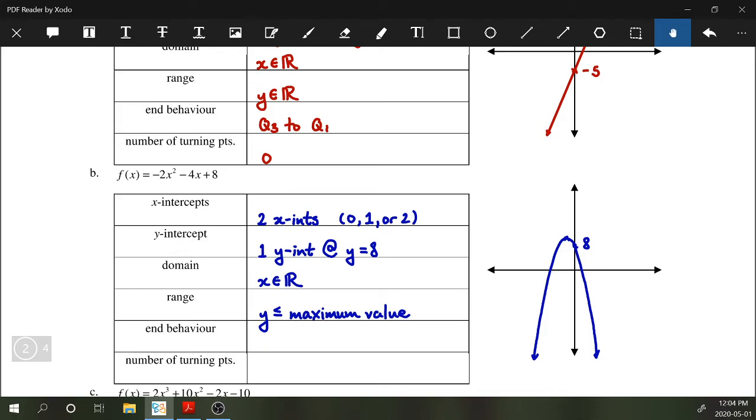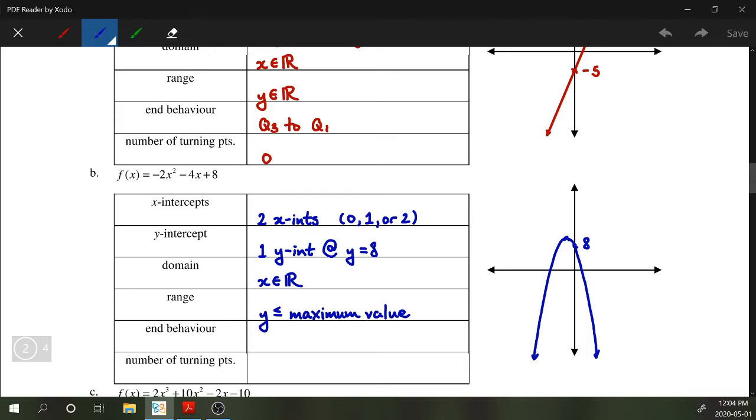Next up is the end behavior. We have a negative leading coefficient, so the graph is going to end in quadrant 4. And the graph is even degree, so it will move diagonally across the plane. So it's going to come in from quadrant 3 and end in quadrant 4 as we move from left to right. And being a parabola, it has a single turning point, so that's just 1.